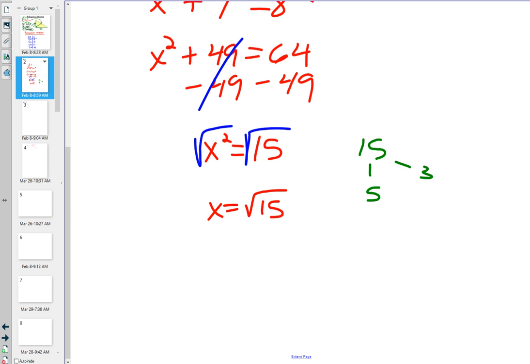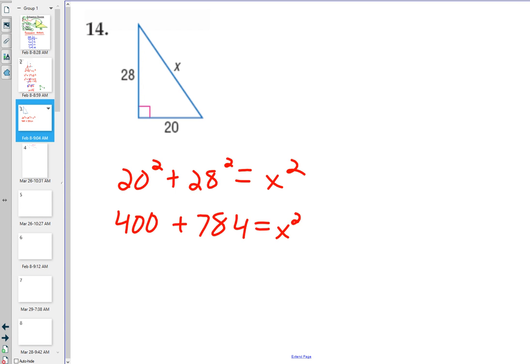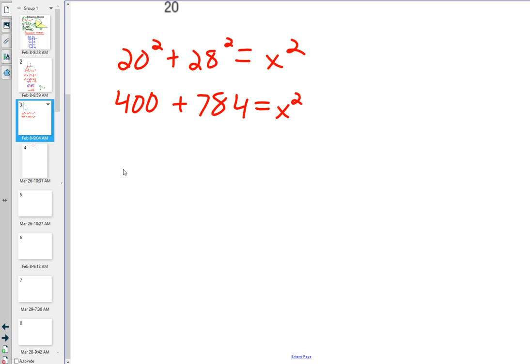Any questions there? See if I can do one or two more. What are we looking for here? Yeah, the hypotenuse. So, does it matter which leg I write first between the 20 and the 28? No. It doesn't. So I'm going to write 20 squared plus 28 squared is equal to x squared. 20 squared is 400. 28 squared is, like, 576 maybe? What's 28 squared? 784. So 1184 is equal to x squared.